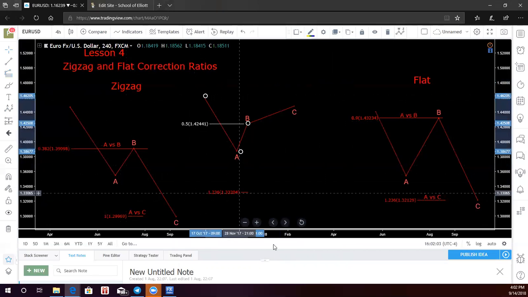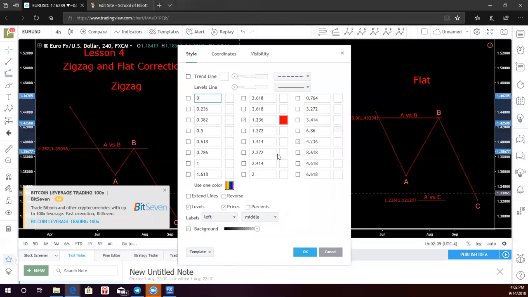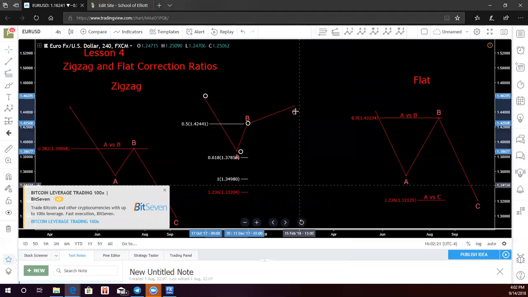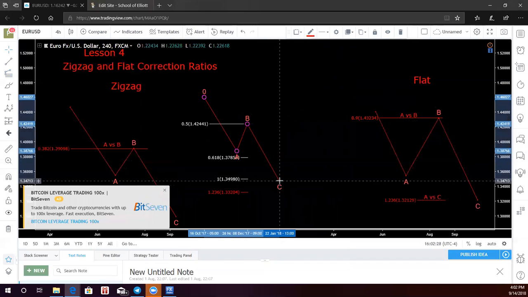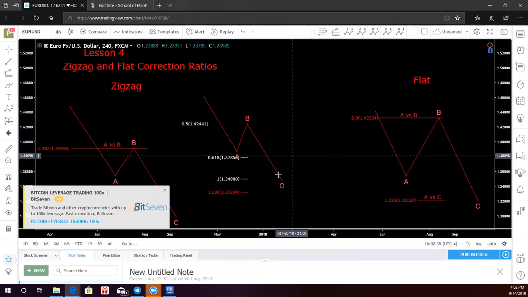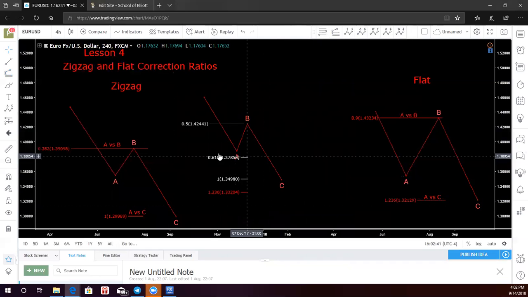The ratios you should be looking for here are as follows. You are going to look for the 0.618, the 100%, as well as the 1.236. All of which are highlighted. C can reach any of these levels. You can have a C here, you can have a C here, and you can have a C here. All right, so for this figure, we're going to put it at the 100%. And that is basically how to predict where C will end up, as well as B, on a zigzag correction.